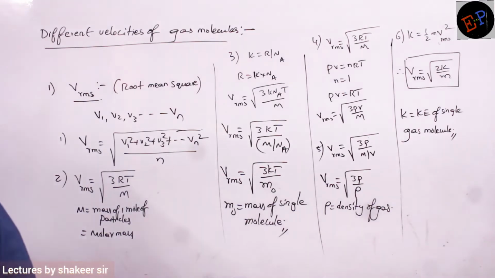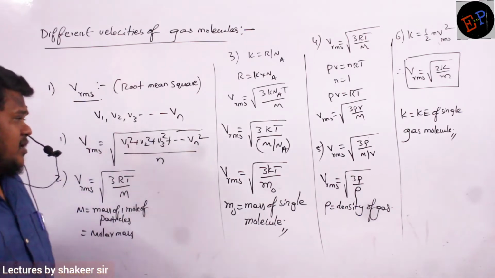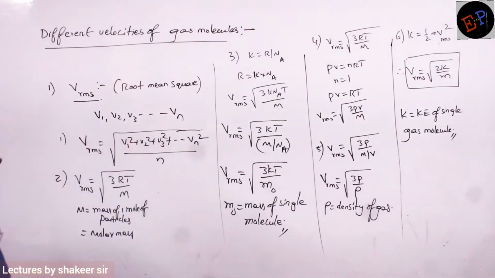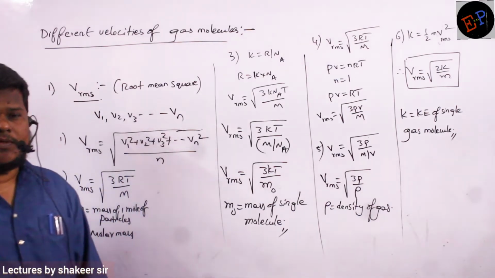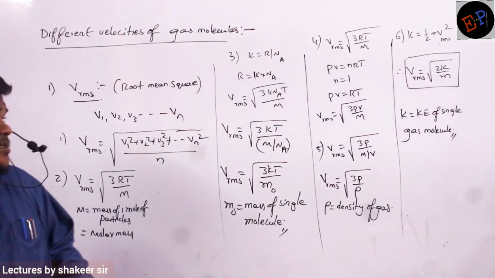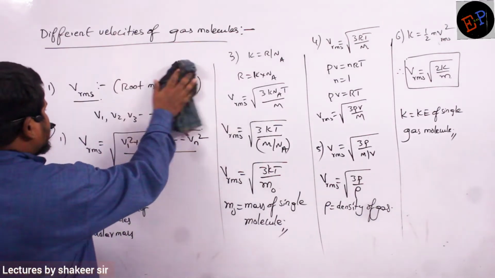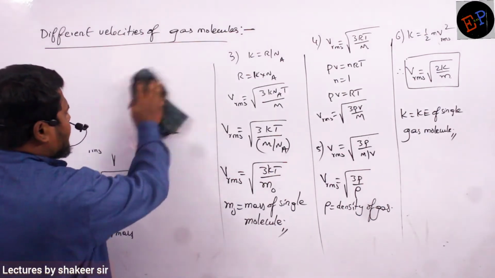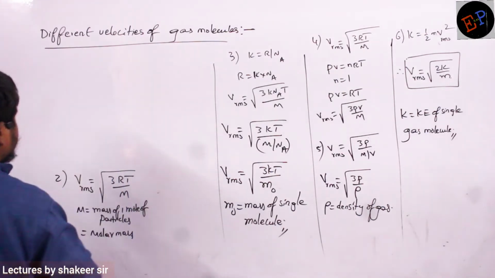And what was the second velocity we studied in states of matter? Average velocity. So how can you write average velocity? Just wherever you find a 3, you substitute that value by 8 by pi. Then it converts into average velocity. So write it down. Clear? So the second type of velocity is average velocity.